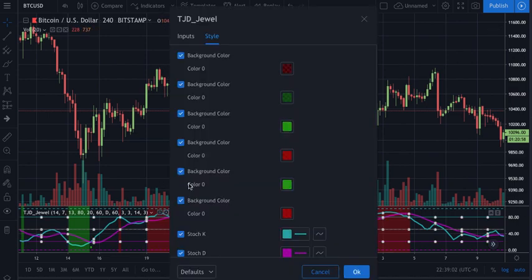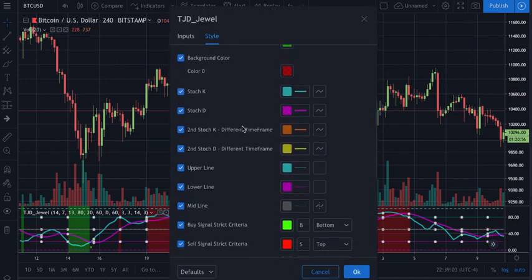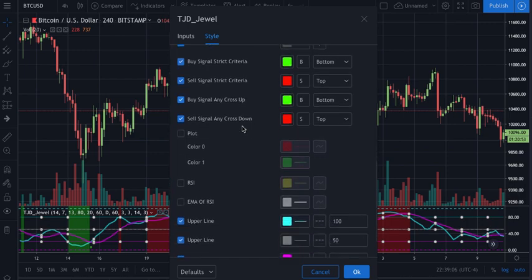Again, it's not financial advice, it's just explaining how I use the indicator, and you feel free to use it as well for free on TradingView.